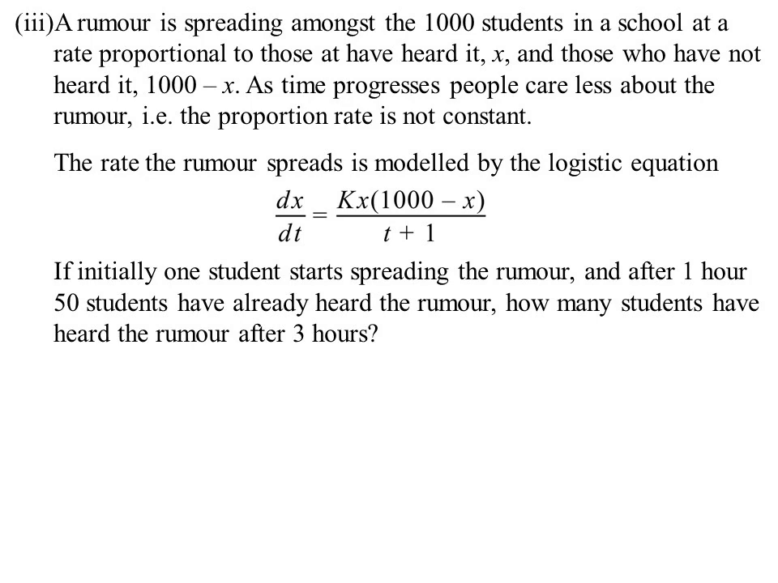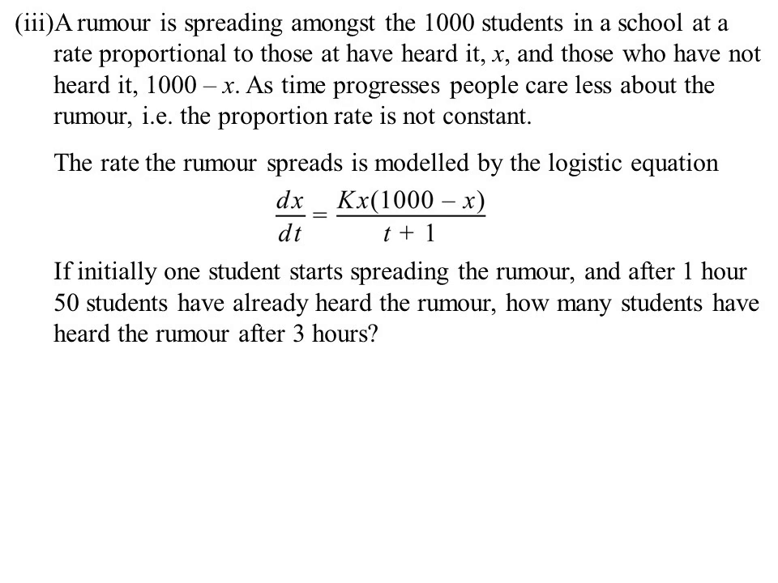This one's also a logistic equation, but played around with it a little bit, added an extra factor into it. So we have a rumour. We love our rumours. A rumour is spreading amongst 1,000 students in a school. Now, okay, our school's a bit more than 1,000, but it makes the numbers nice. It spreads at a rate proportional to those that have heard it and those that have not heard it. As time progresses, people care less about the rumour.